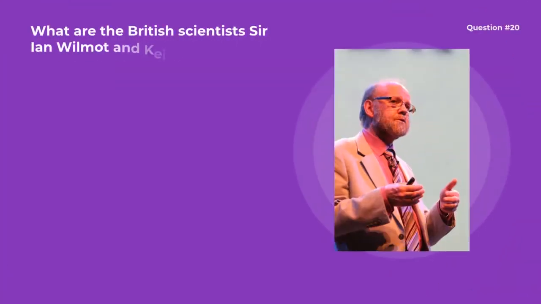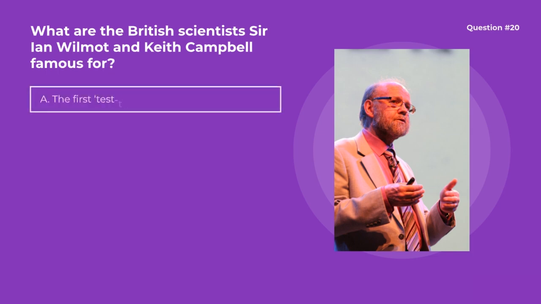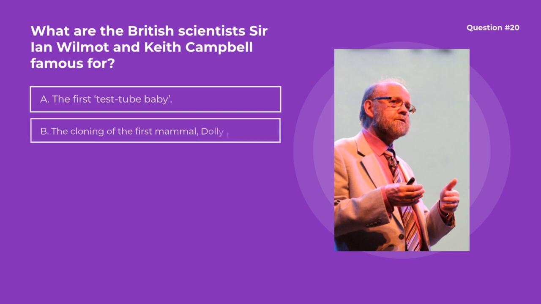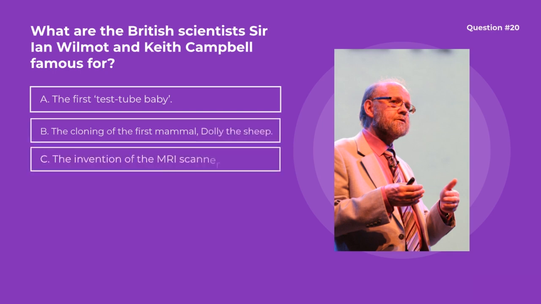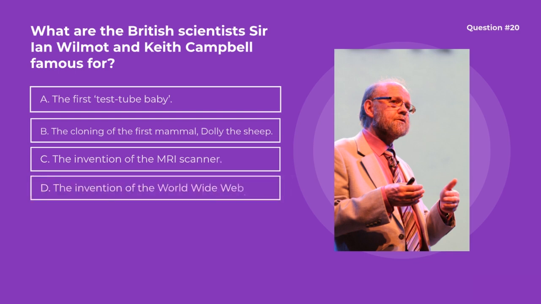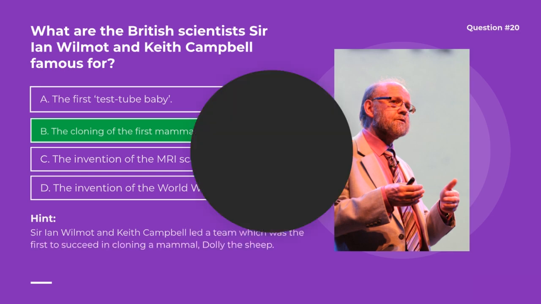Question number 20. What are the British scientists Sir Ian Wilmut and Keith Campbell famous for? Options are A. The first test tube baby, B. The cloning of the first mammal, Dolly the sheep, C. The invention of the MRI, magnetic resonance imaging scanner, D. The invention of the World Wide Web. The correct option is the cloning of the first mammal, Dolly the sheep. Sir Ian Wilmut and Keith Campbell led a team which was the first to succeed in cloning a mammal, Dolly the sheep.